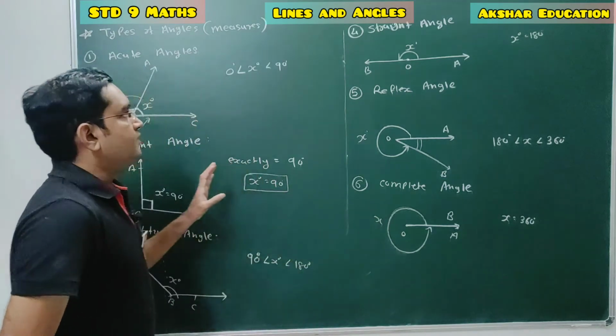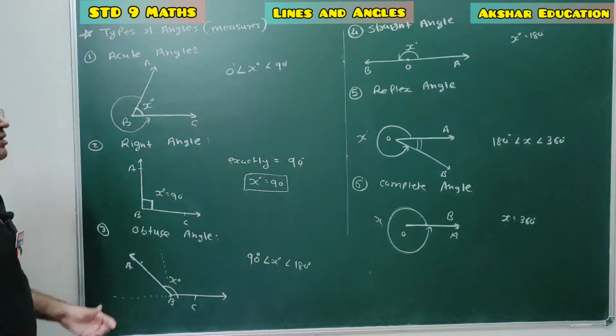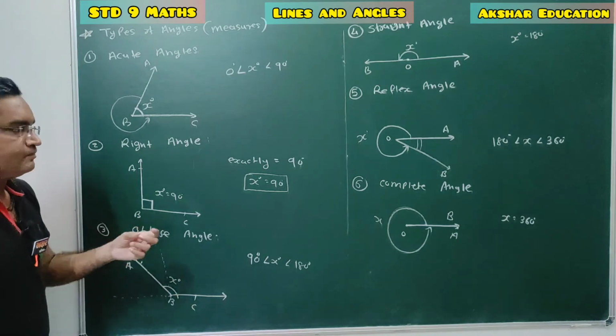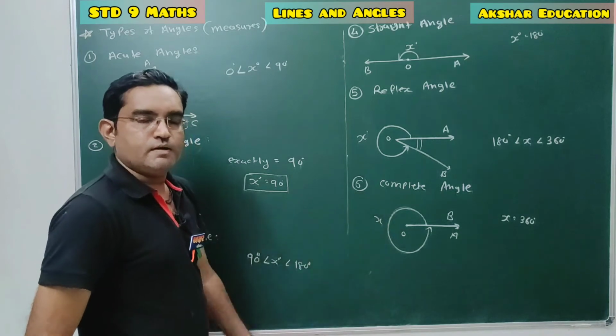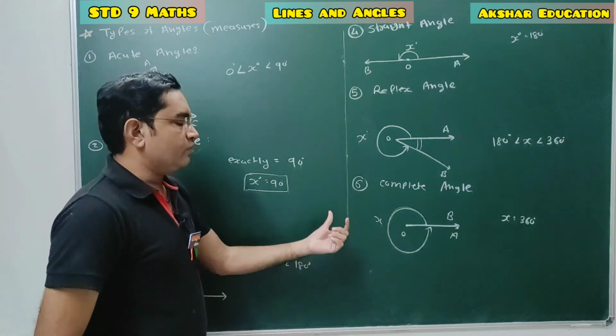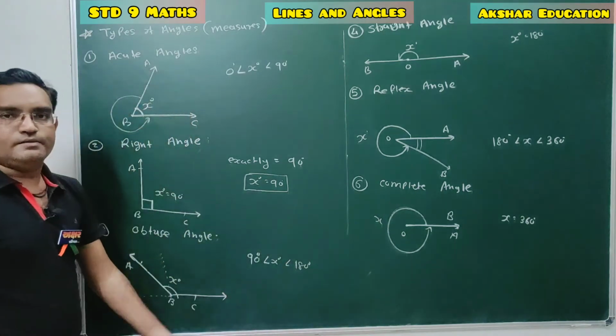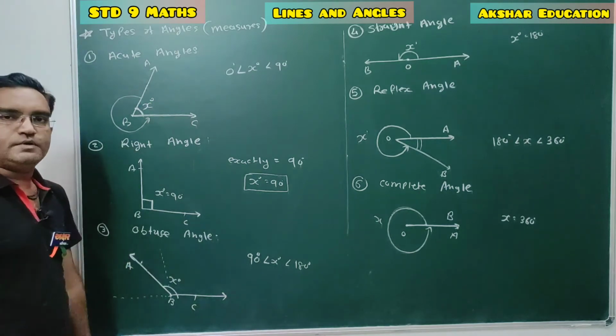Clear students? So these are the different types of angles based on their measures. Measures are in terms of the degree unit, right. The unit which is used to measure the angle is the degree. Pause the video and note it down.